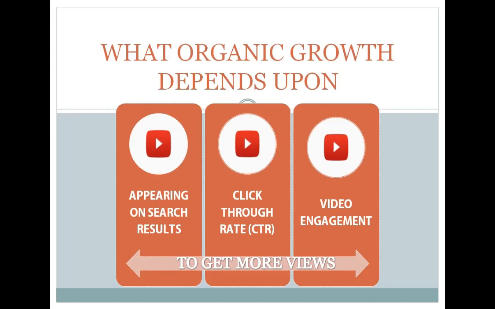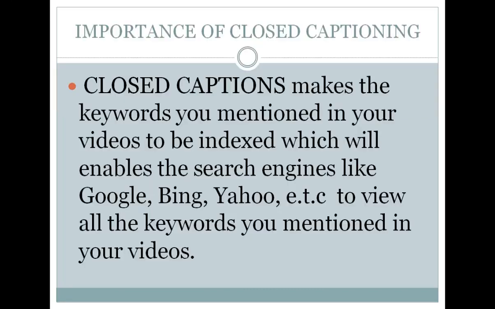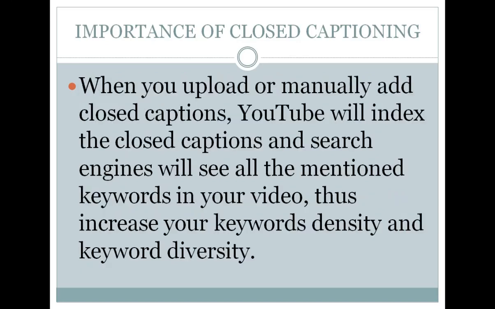First, to appear on search results. Two, click-through rate. And three, video engagement. To appear on search engine, you need to add closed caption to your YouTube videos. The importance of adding closed caption to your YouTube videos makes the keyword you mention in your video to be indexed, which will enable the search engines like Google, Bing, Yahoo, etc. to view all the keywords you mention in your videos.